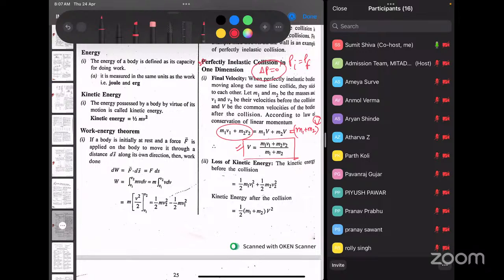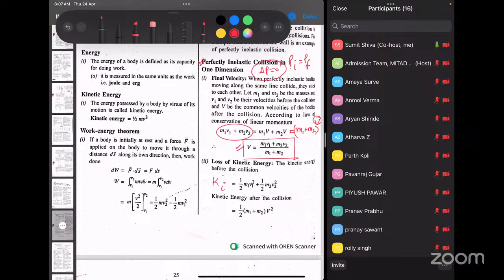Since kinetic energy is a scalar quantity, we need not worry about the direction. These are just scalar quantities. We will just add them to know the overall kinetic energy of the system. So the overall kinetic energy of the system before collision will be half m1 v1 square plus half m2 v2 square. This is K initial.